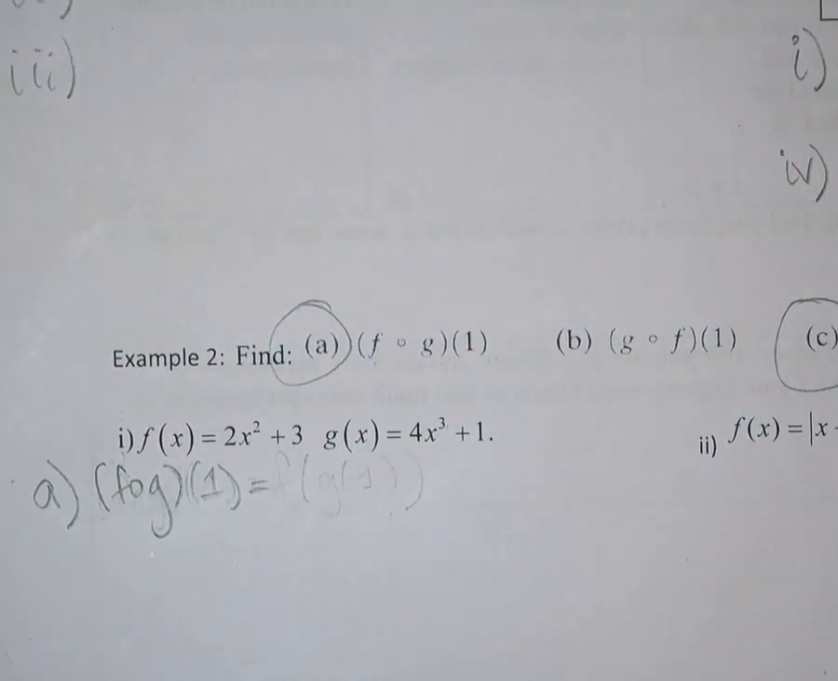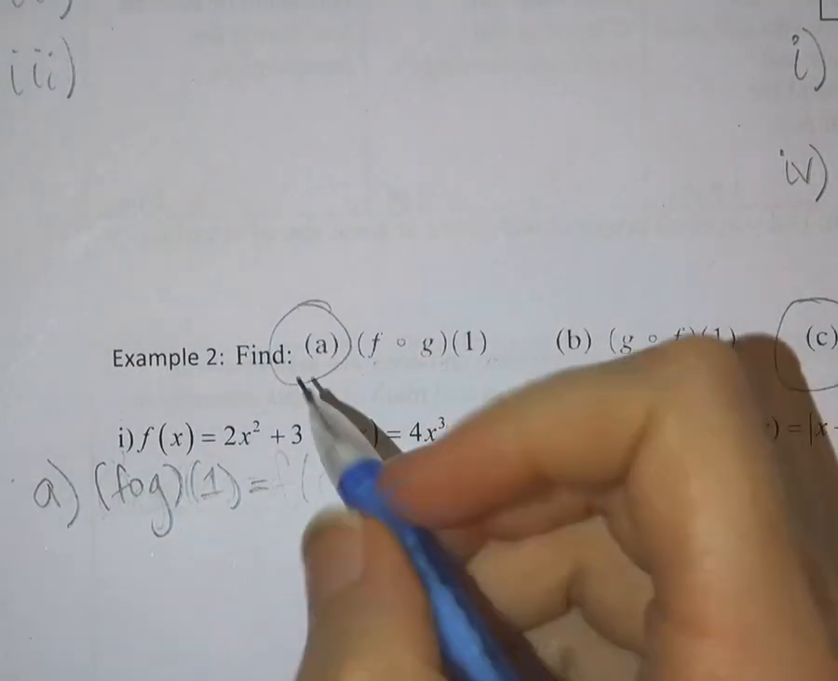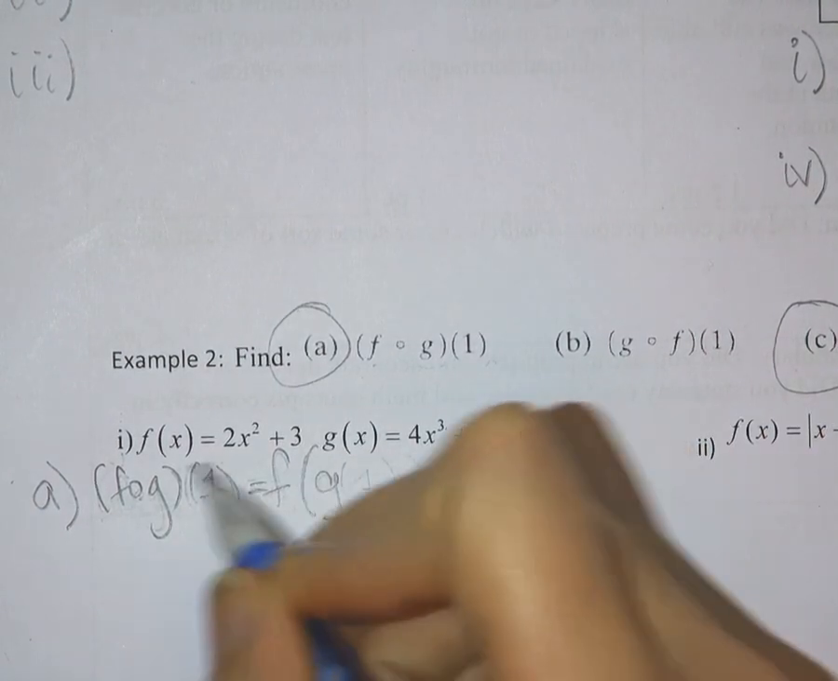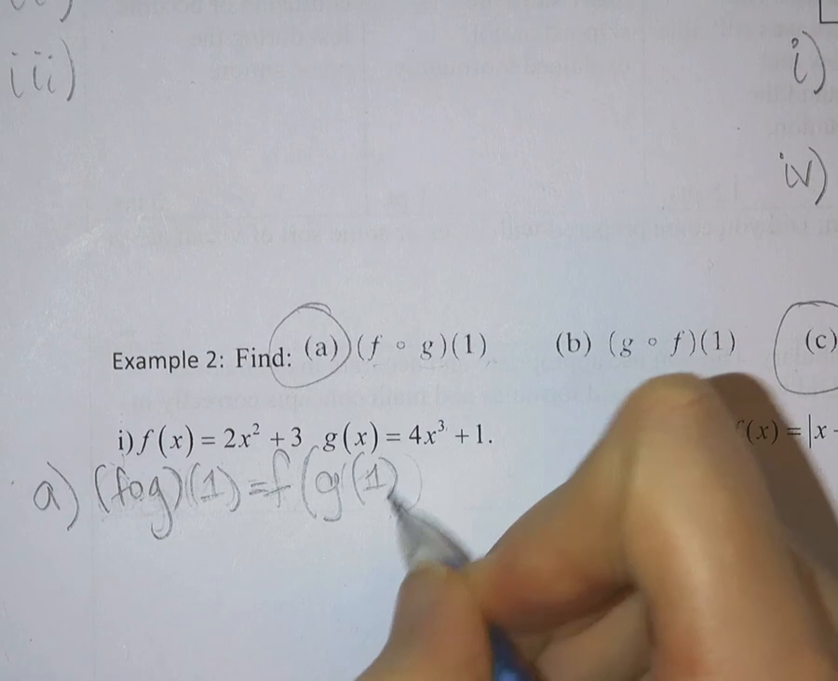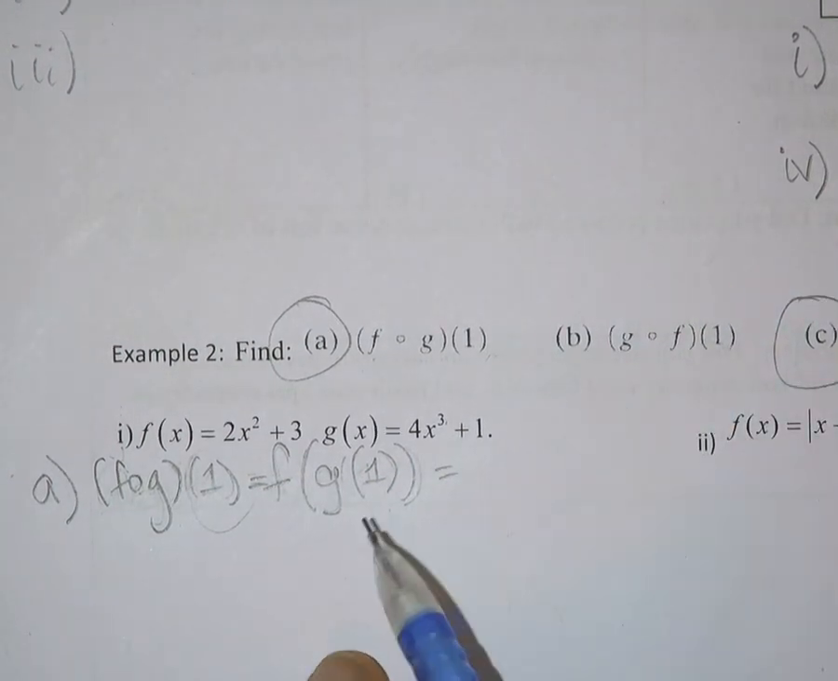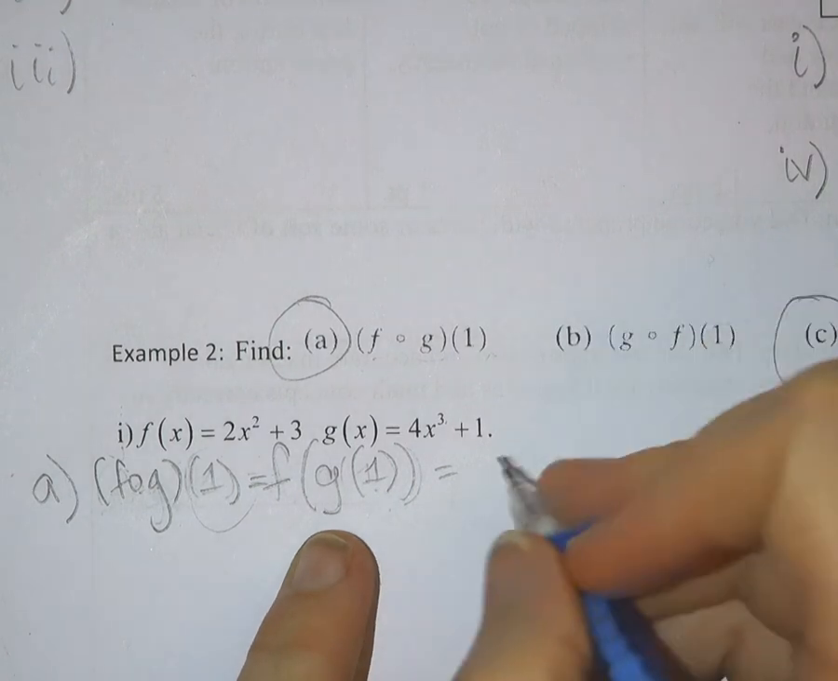Now if we remember our rules, we would rewrite this as the first function, f, of the second function, g, of our variable or our entity, 1. Okay. Now, just like before, we're going to start on the inside and work our way out. So first I want to find g of 1.